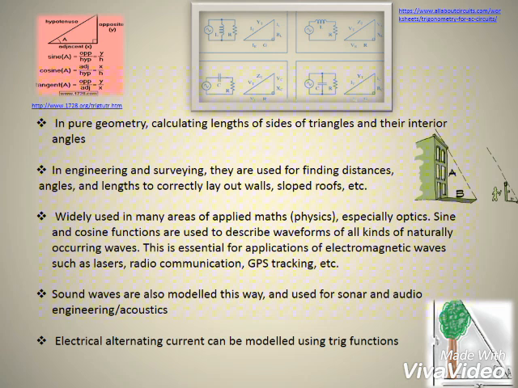Sine and cosine functions are used to describe waveforms of all kinds of naturally occurring waves. This is essential for application of electromagnetic waves such as lasers and radio communication. Sound waves are also modeled this way and used for sonar engineering. Lastly, electrical alternating current can be modeled using trig functions.